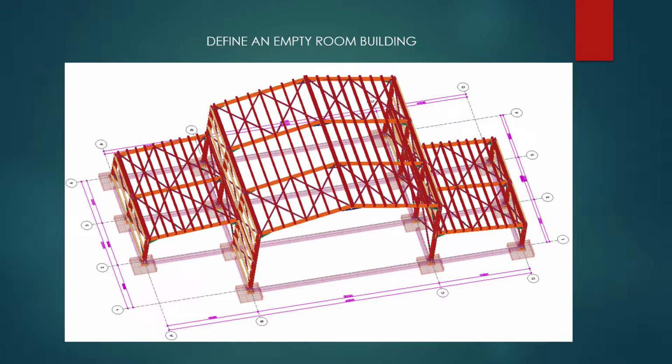Hello everyone. In this lesson, we are going to learn how to define an empty room building in the plan. Sometimes you don't want a building along with the full axis. Let's learn how to define this in MkaPHP.